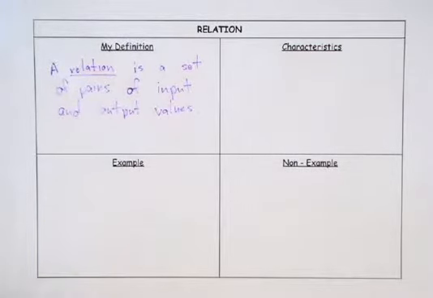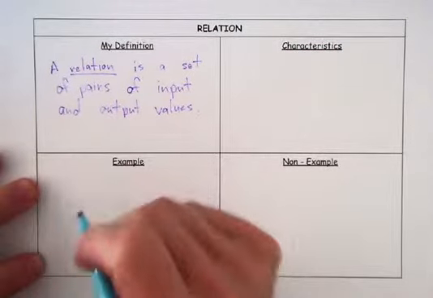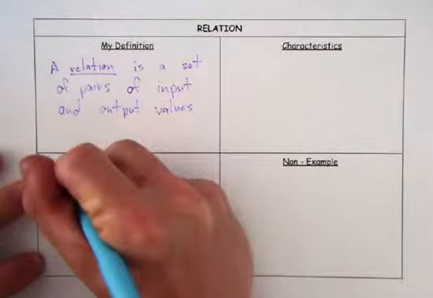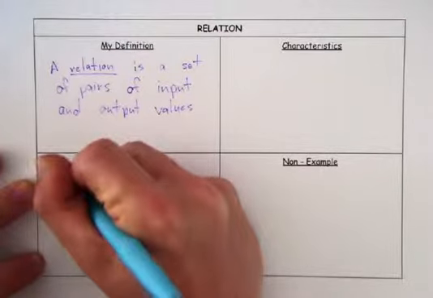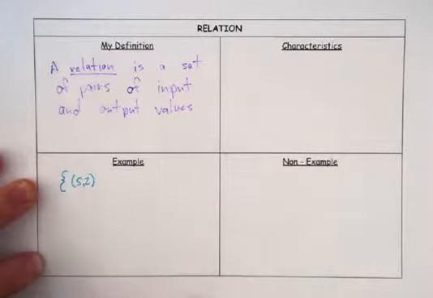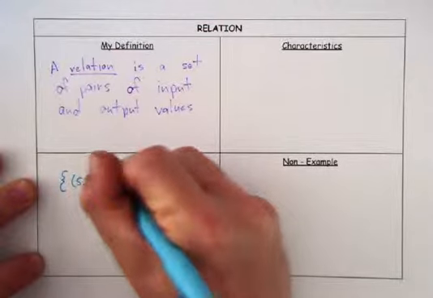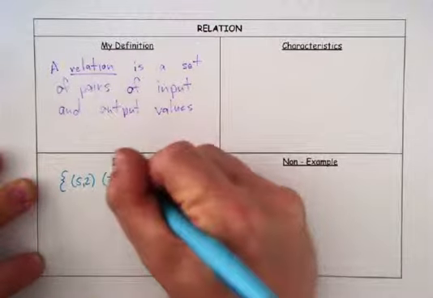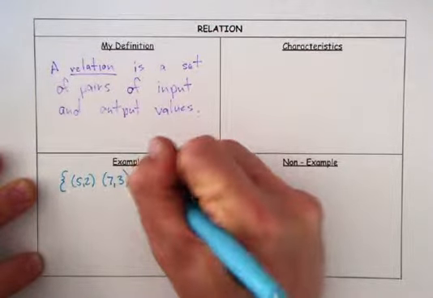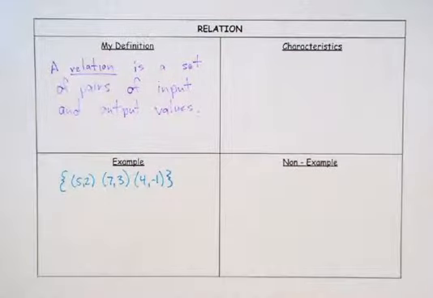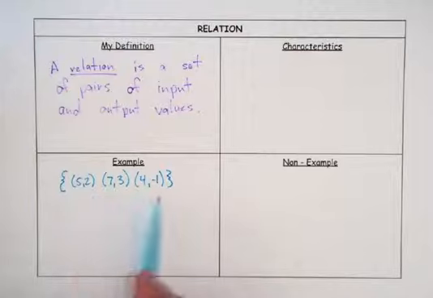Okay, so what does that mean? Well, let me give you a specific example of a relation. Here we have a set of pairs of values that looks like this. 5, 2 is the first one. 7, 3 is the second one. 4, -1 is the third one. Those are a set of pairs of values.